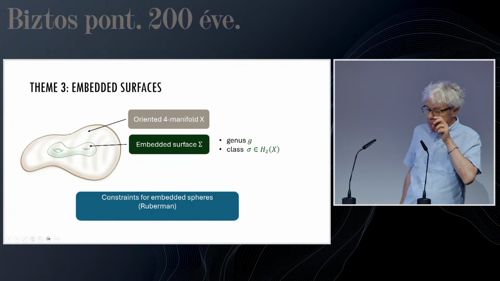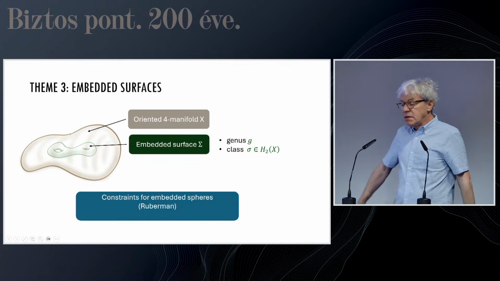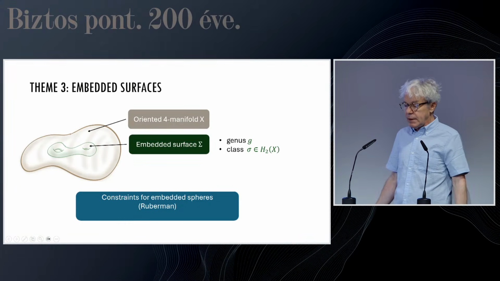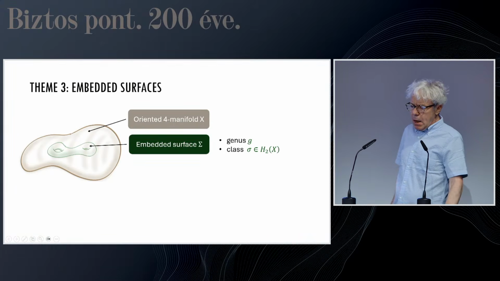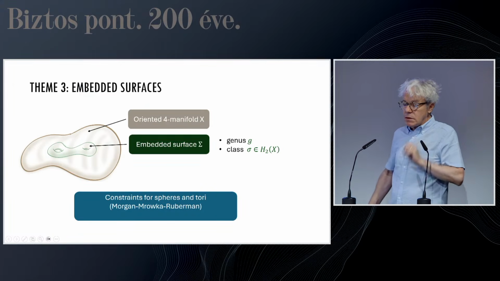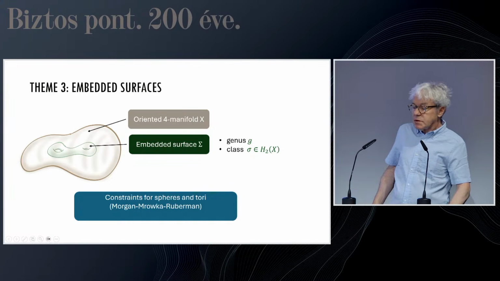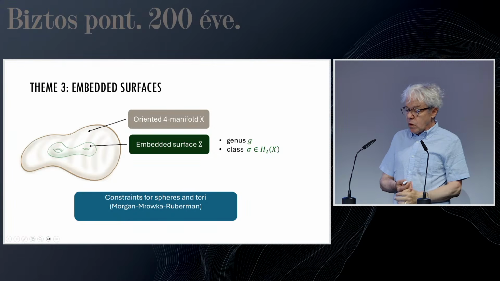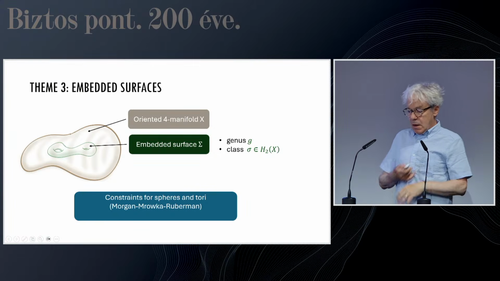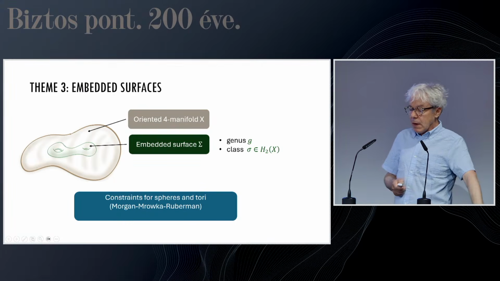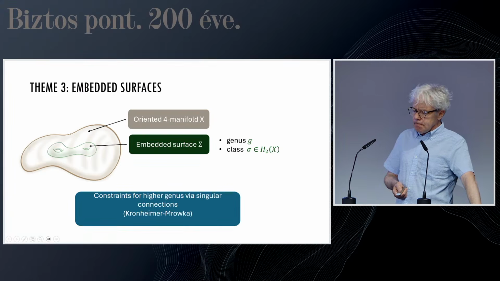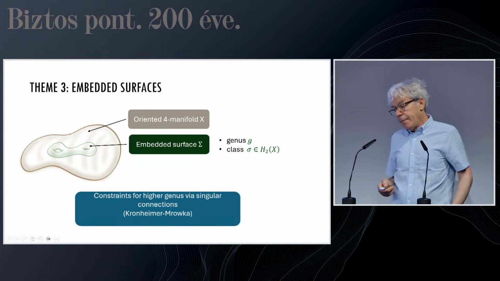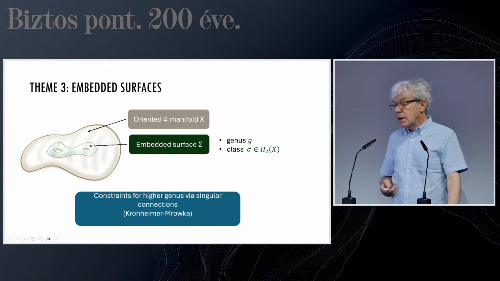How did that play out? Constraints for the existence of embedded spheres representing particular homology classes were pursued by Danny Ruberman. Spheres and tori: obstructions to embedding those were found in work, considerably more technical, by Morgan, Mrowka, and Ruberman, who published the results as a monograph. Constraints for higher genus surfaces were proved by myself and Tom Mrowka using a slightly different technique of singular connections.